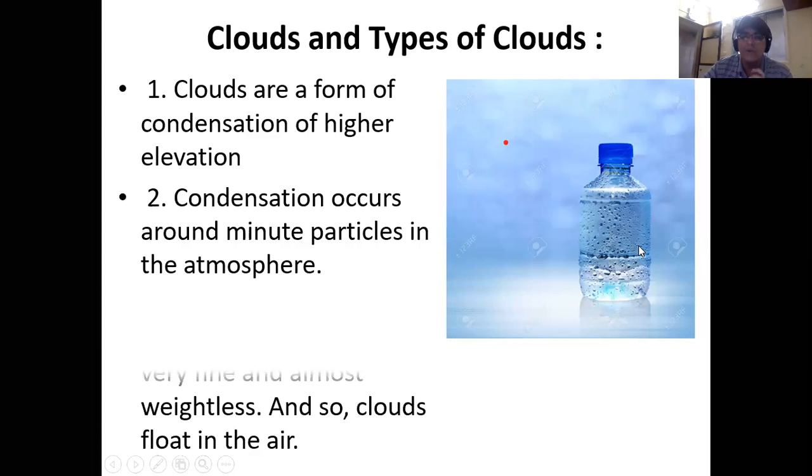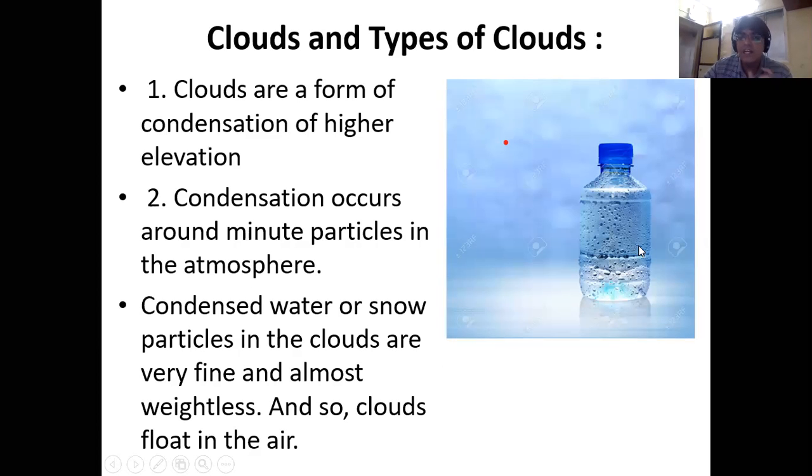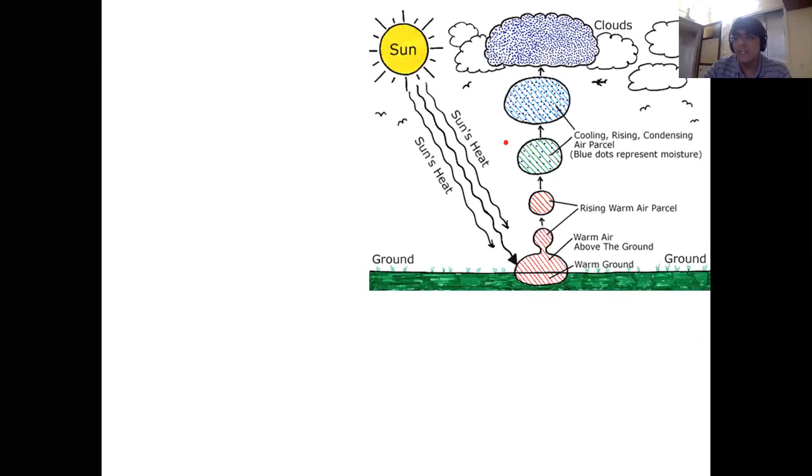Condensation occurs around minute particles in the atmosphere. Condensed water or snow particles in the clouds are very fine and almost weightless, and so the clouds float in the air. That is the capacity of the air to hold that much of water. Okay. Now this diagram is also very good.